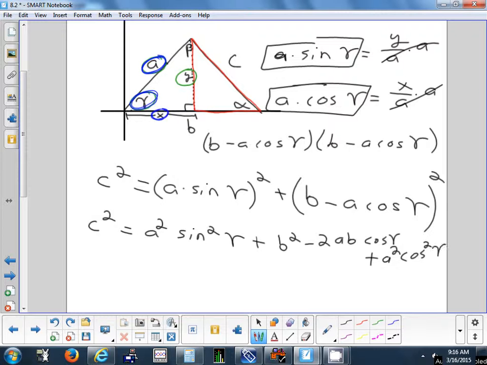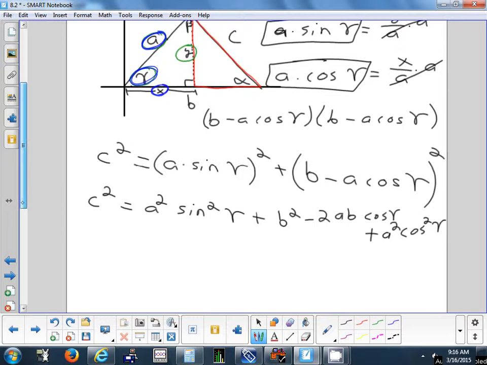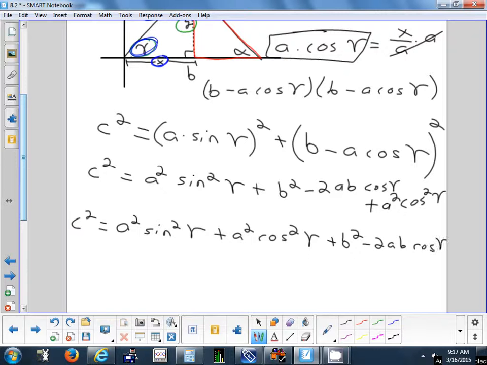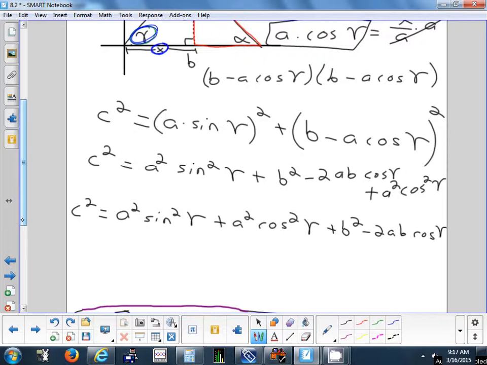Okay, so it kind of looks a little bit worse, but some things are about to cancel out. I'm going to regroup these A squared terms and put them next to each other. And I'll do it in two separate steps. A squared sine squared plus A squared cosine squared. So I put the first and the last term next to each other. Now I'll put the rest of it. B squared minus 2AB cosine gamma. Anybody see something I can do with just these first two terms? Yep. Sine squared plus cosine squared is 1.